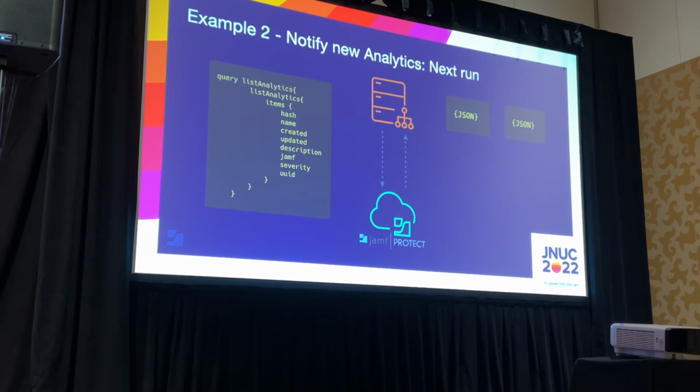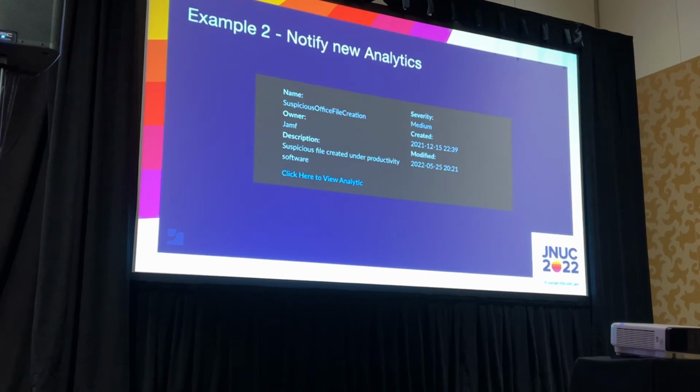And if it has been, what we can do is take that analytic, those details, and post them to Slack using the Slack public API. And what we're going to end up with is a message like this. We get a nice Slack message with the name of the analytic, its creation, the owner, which in this case is Jamf, or it will say custom if it's a custom-built analytic, the description, and then the severity, when it was created, and when it was last modified. And that hyperlink you see there is going to take you to your Protect tenant, and it's simply constructed using the UUID of the analytic.